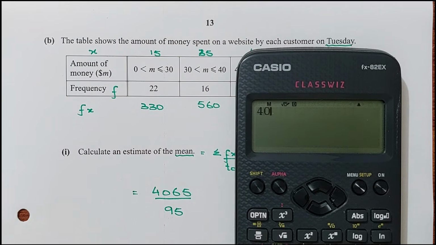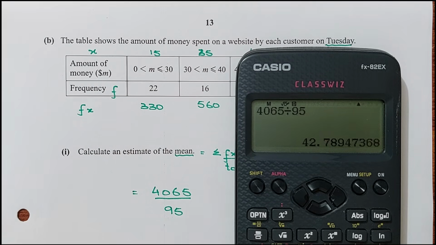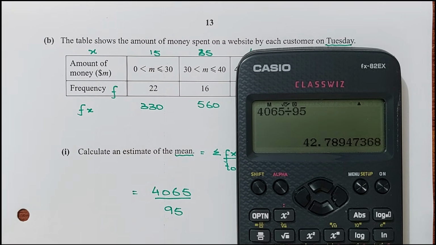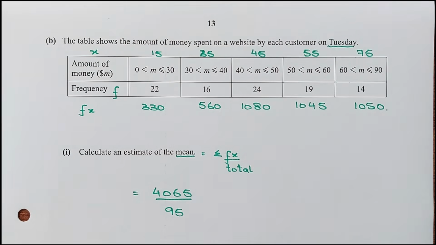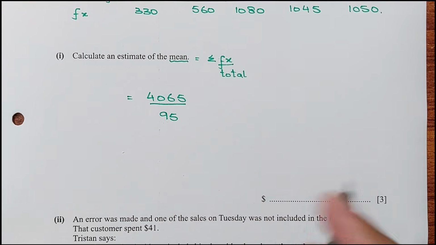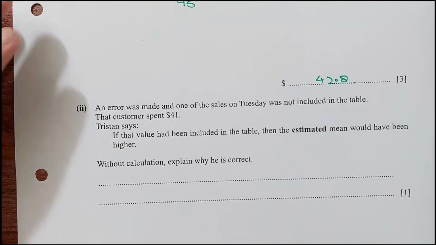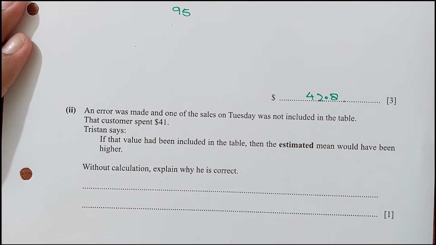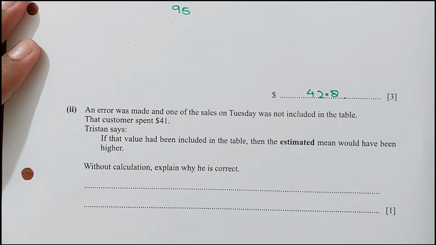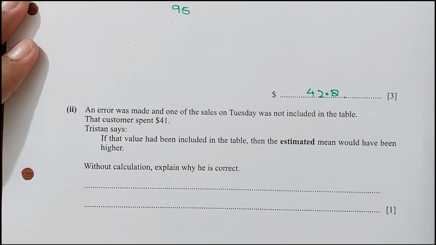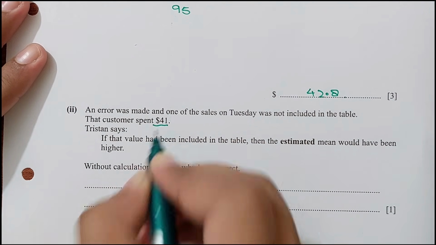All right, 4065 divided by 95 is 42.78, or 42.8 if I round it. So the estimated mean is $42.8, right? Now for the second part, an error was made and one of the sales on Tuesday was not included in the table. That customer spent $41.